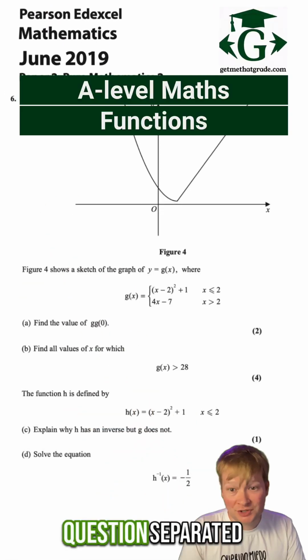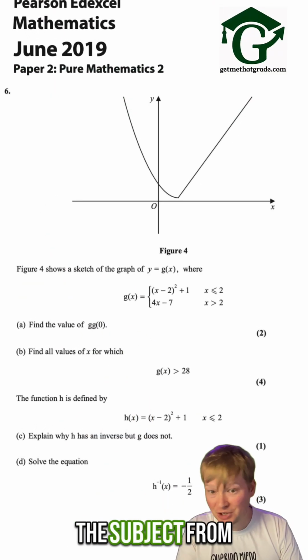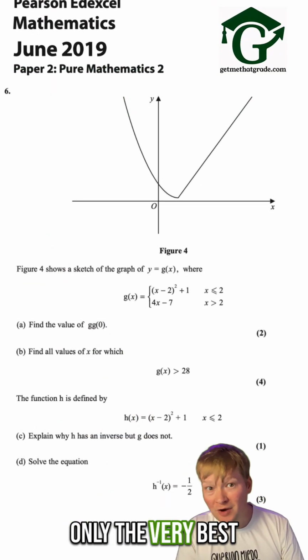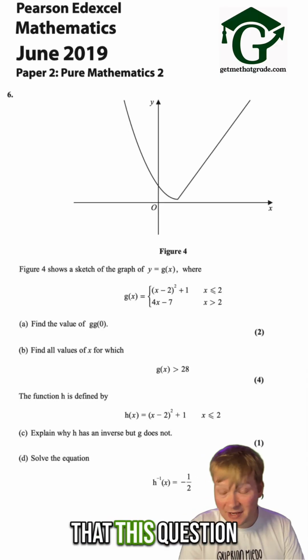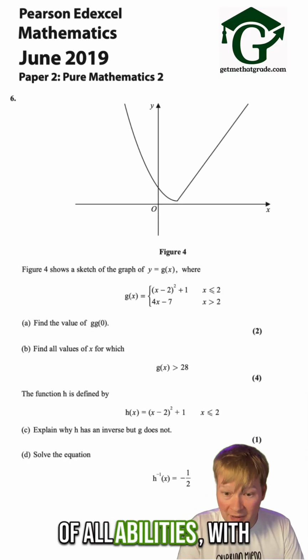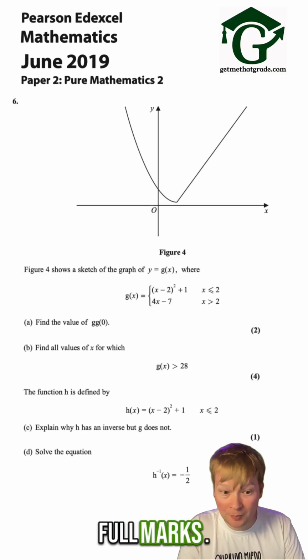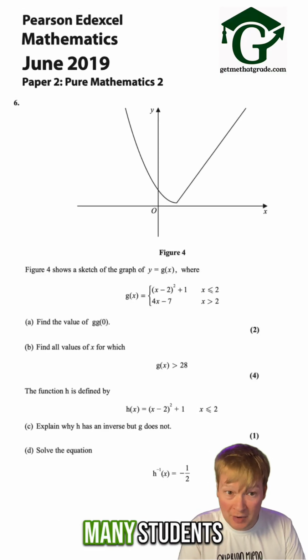This A-level maths question separated those students who really understood the subject from those who did not. Only the very best students were able to score full marks. Would you be amongst them? The examiner said that this question discriminated well between candidates of all abilities, with only a few candidates gaining full marks. Let's have a look at it and see why so many students struggled.